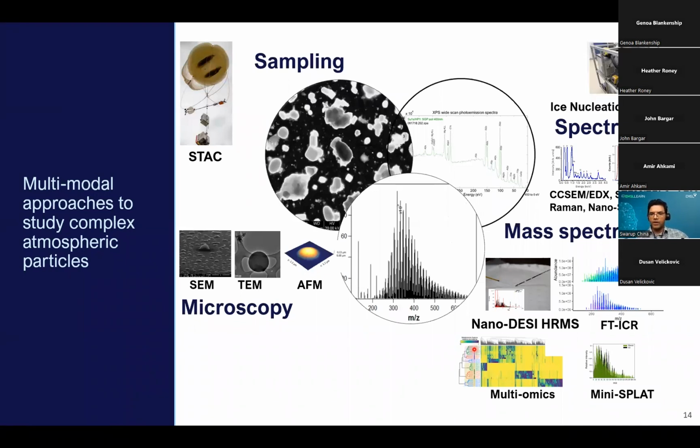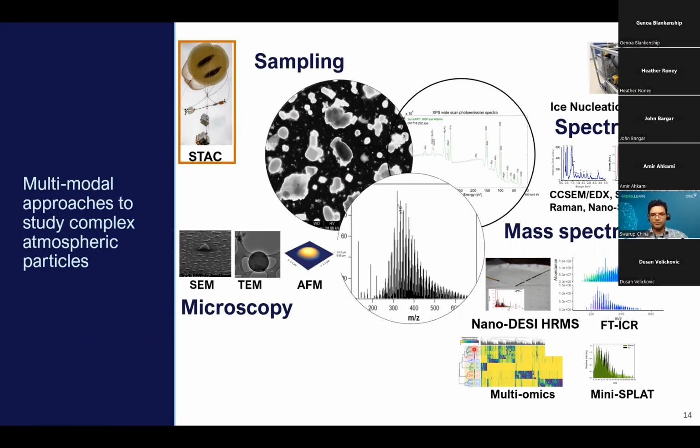And then we also have an ice nucleation chamber. This is a continuous flow diffusion chamber. So if you want to understand how particles nucleate ice, because only one in a million particles nucleates ice, you want to understand what are the different particles or what fraction of the particles nucleate ice. So you can use these ice nucleation chambers.